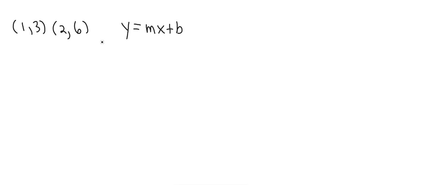So in order to find slope-intercept form, you need to start by finding the slope. So let's label our points. We're going to call this one x1, this is your x2, y1, y2, right? And your slope is the change in y values over the change in x values, or y2 minus y1 over x2 minus x1.